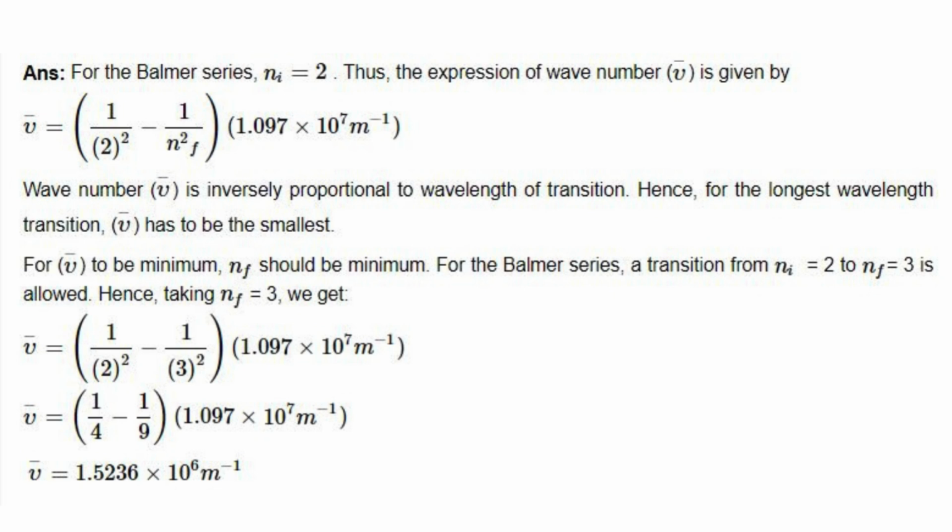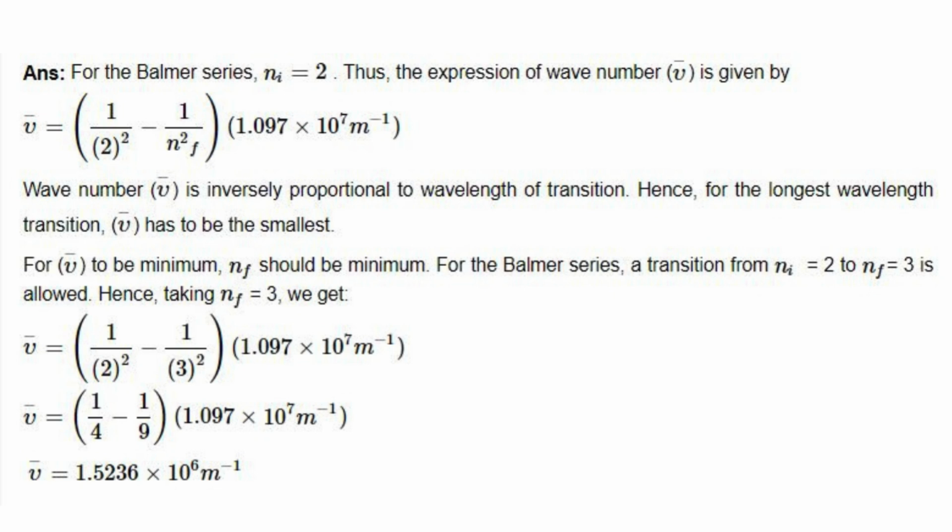Wave number is inversely proportional to wavelength of transition. Hence, for the longest wavelength transition, wave number has to be the smallest. For wave number to be minimum, n_f should be minimum. For the Balmer series, a transition from n_i equals 2 to n_f equals 3 is allowed.